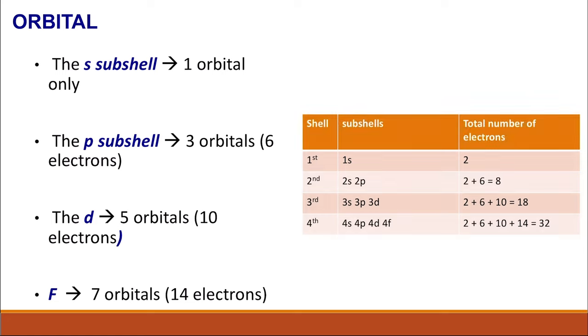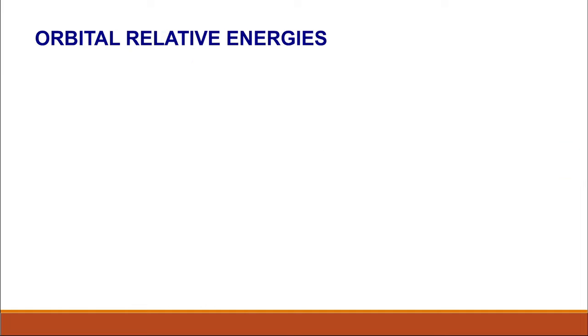Going back to the same table, the first shell has only one subshell, so the maximum total number of electrons is 2. The second one has a maximum of 8. The third one has a maximum of 18, because 2 plus 6 plus 10. And the fourth one is 2 plus 6 plus 10 plus 14, so a maximum of 32 electrons.